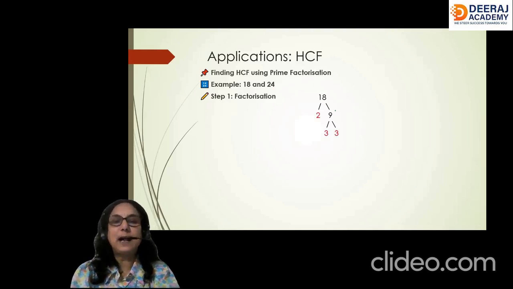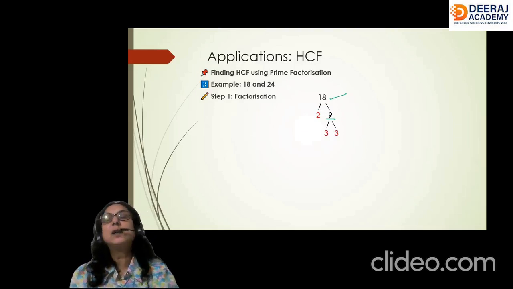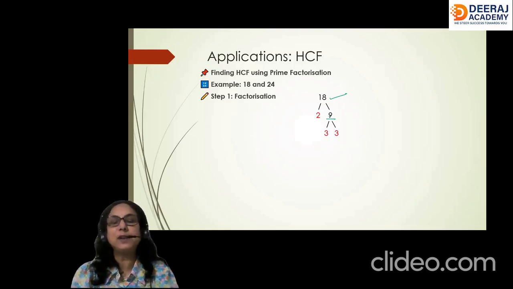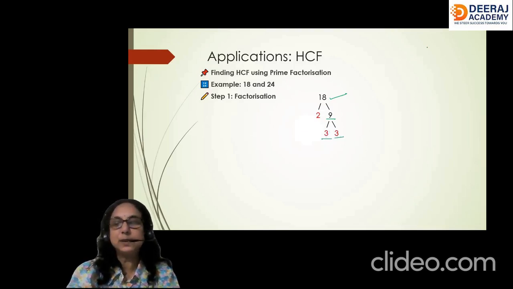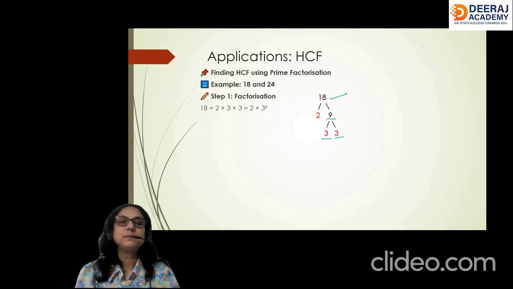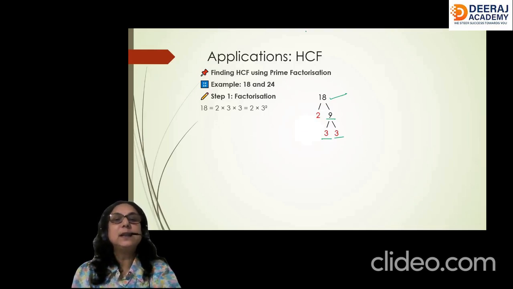So we will start with the factorization of 18. We will write it as 2 times 9. But 9 is not a prime number, so we have to make a factor tree again. Now this is 3 times 3. So these are the prime numbers. We can write 18 as 2 times 3 times 3, that means 2 times 3 square.